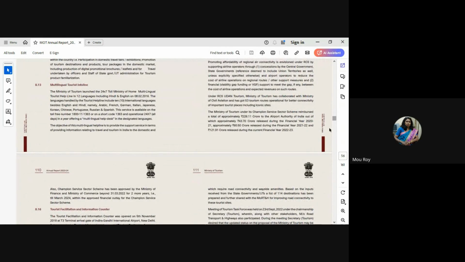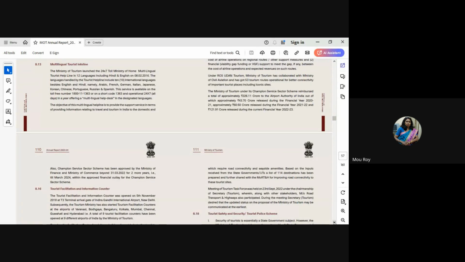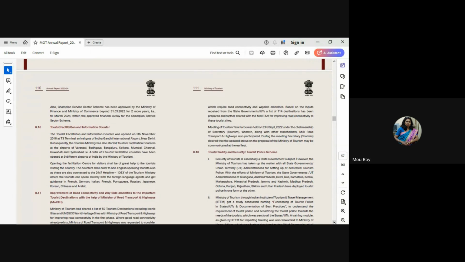Then we do have this e-visa, like we were talking about the visa. Then we have the tourist safety and tourist police scheme. Security of tourists is very essential, so there are tourist police also. Now, the Ministry of Tourism has taken up this matter with all the state governments as well as the union territories for setting up a dedicated tourism police.